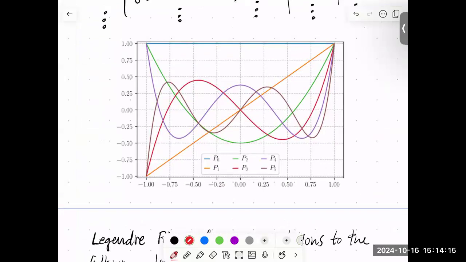Let's check if P1 is orthogonal to P0. So P1 is this linear one, P0 is the constant. So if I multiply them point by point, I'm going to get a bunch of negative numbers from -1 to 0. I'll get a bunch of positives from 0 to +1, and I'll add them up and I'll get 0. So those are definitely orthogonal.